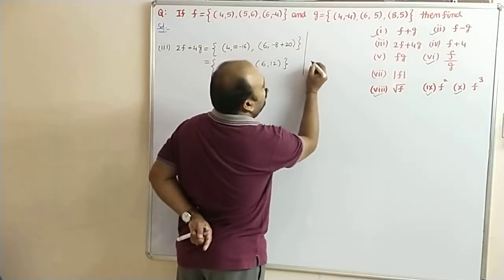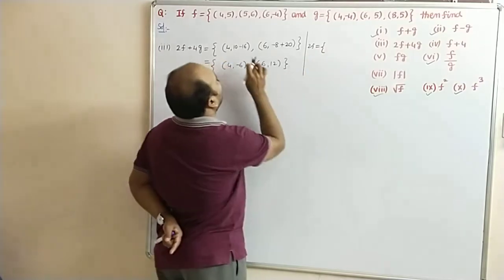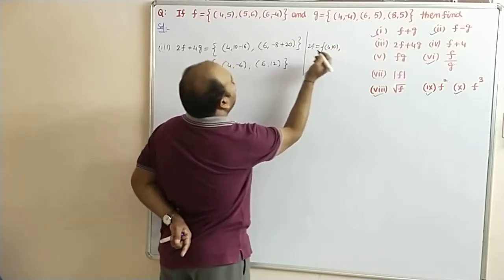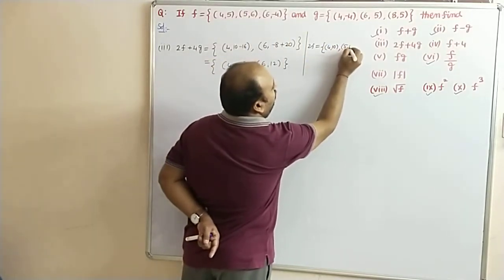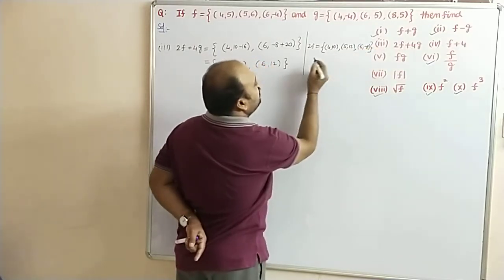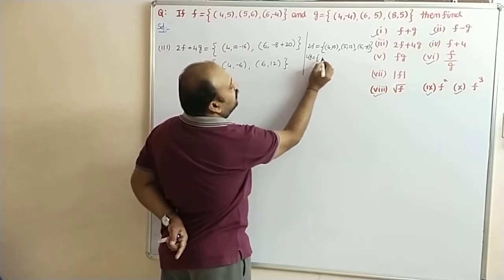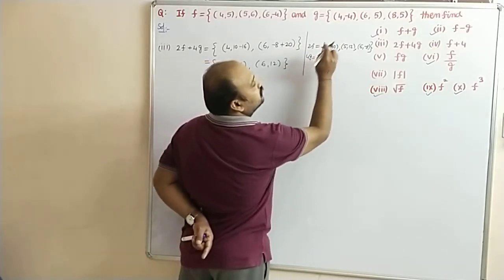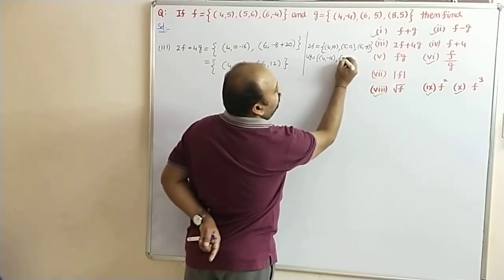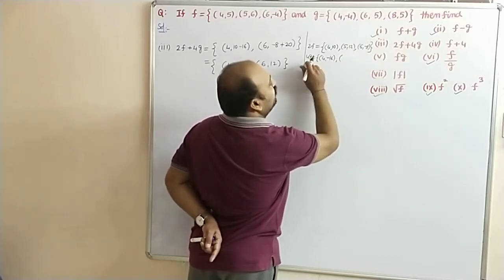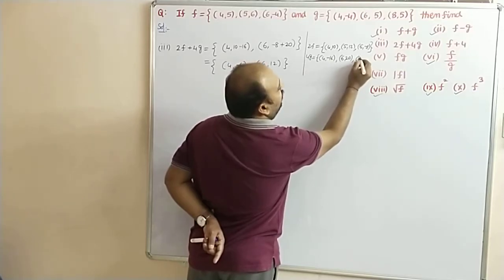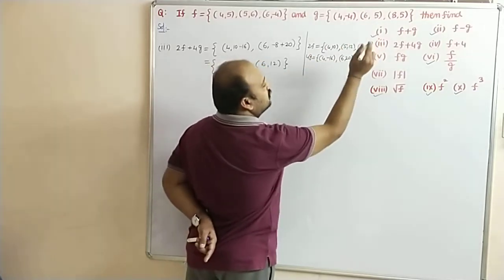See, like this, 2f is equal to, this can be written as (4, 10), (5, 12), and (6, minus 8). This is about 2f. Next 4g. (4, minus 4 into 4, minus 16). Next 5 is not there. First 4g you can write (6, 20), (8, 4 into 5, 20).